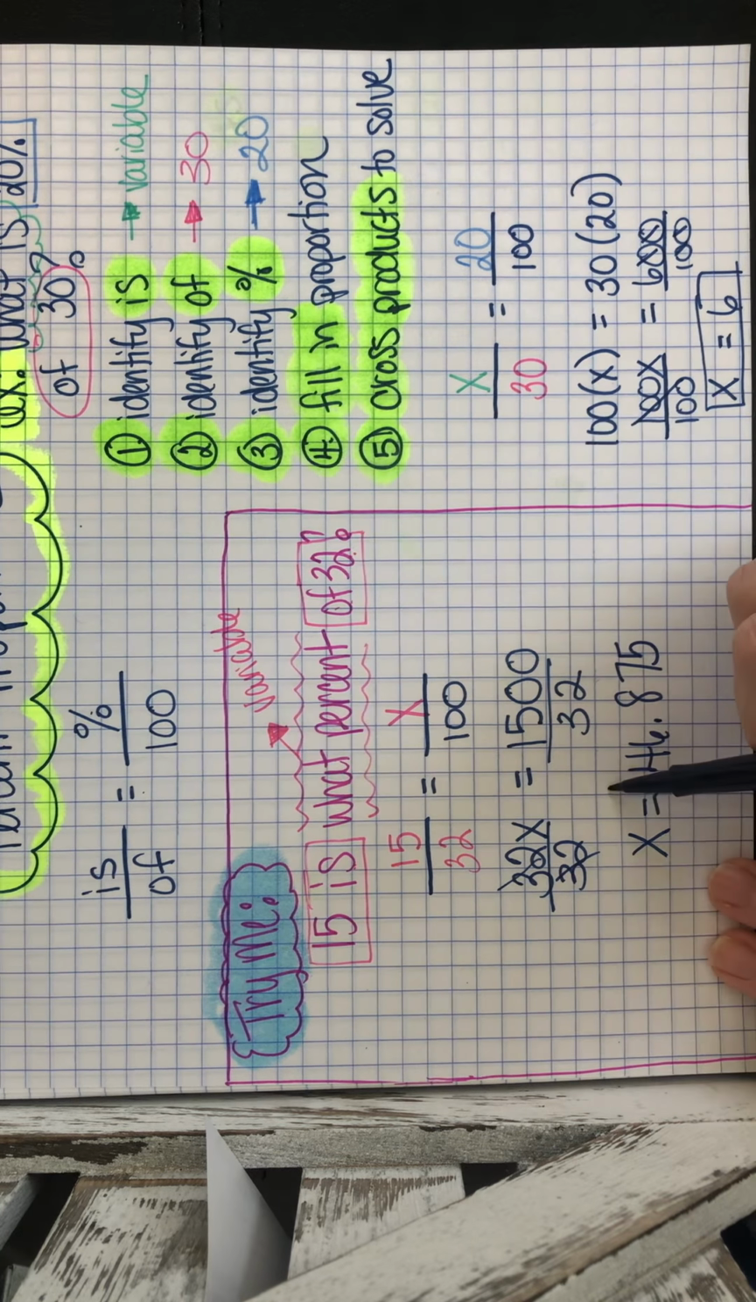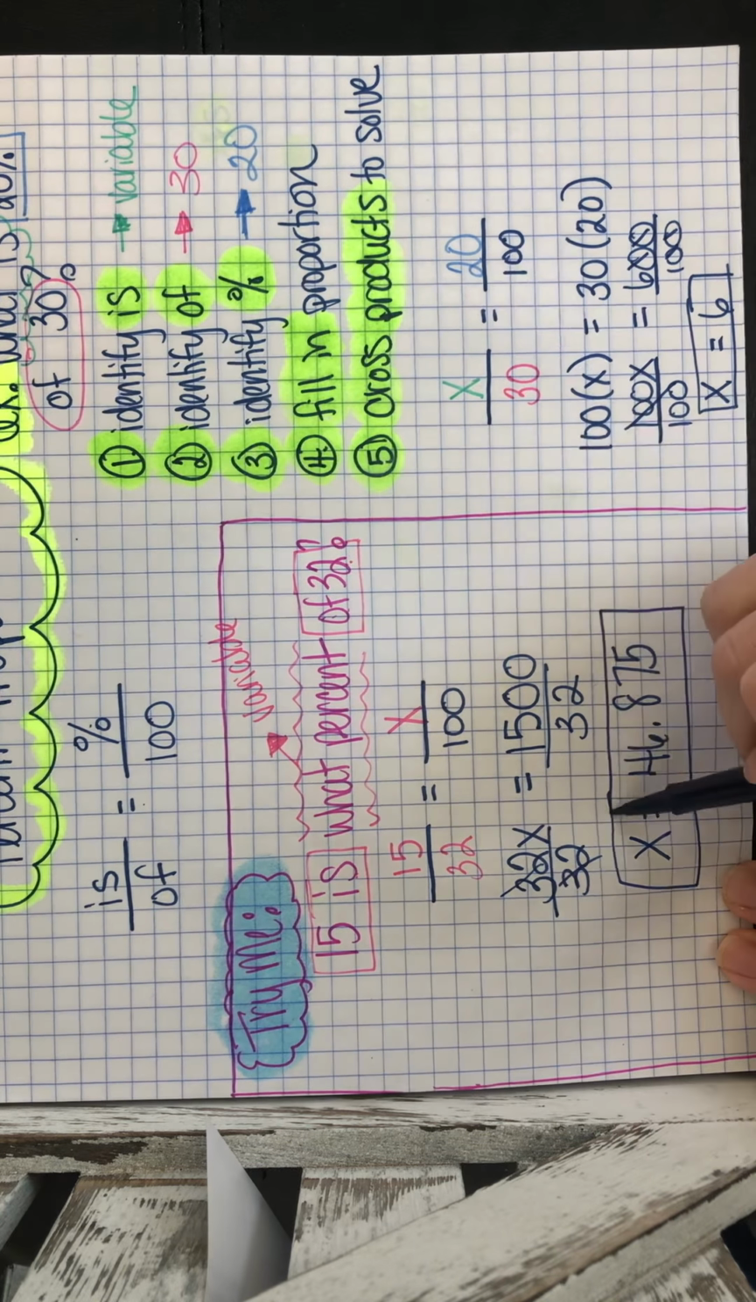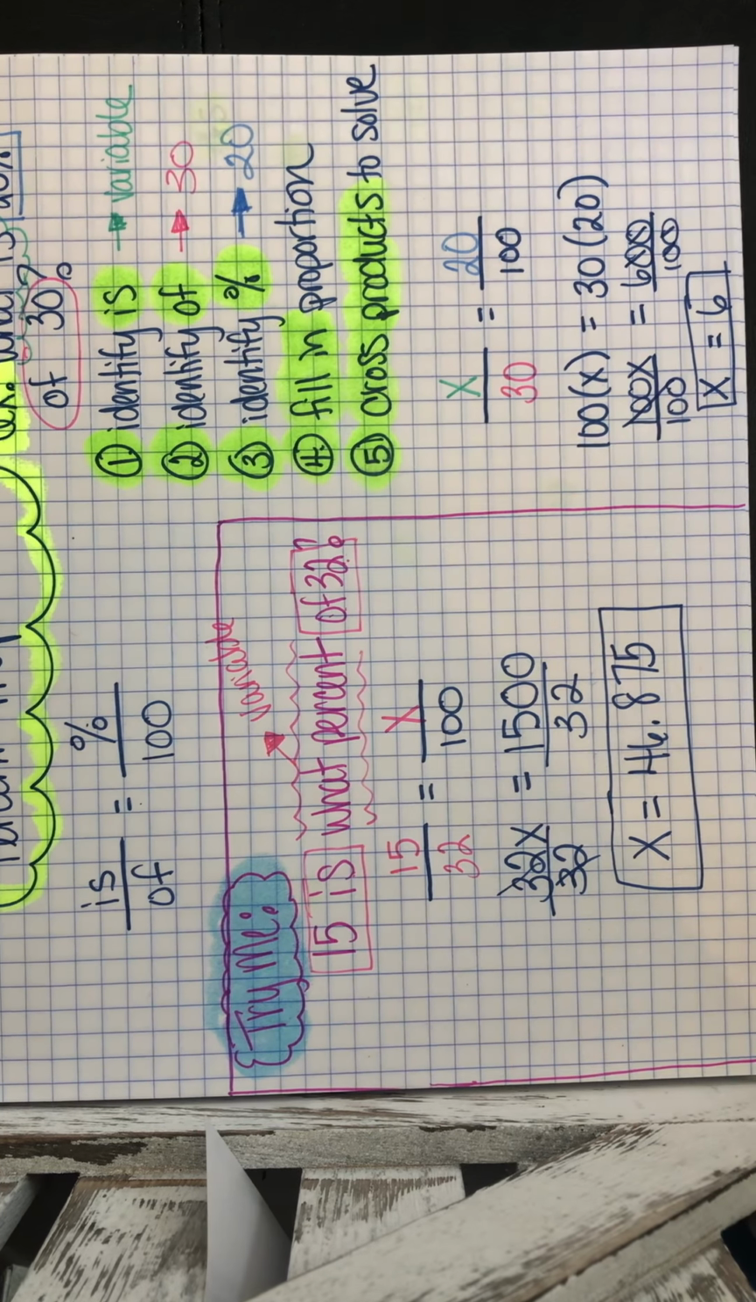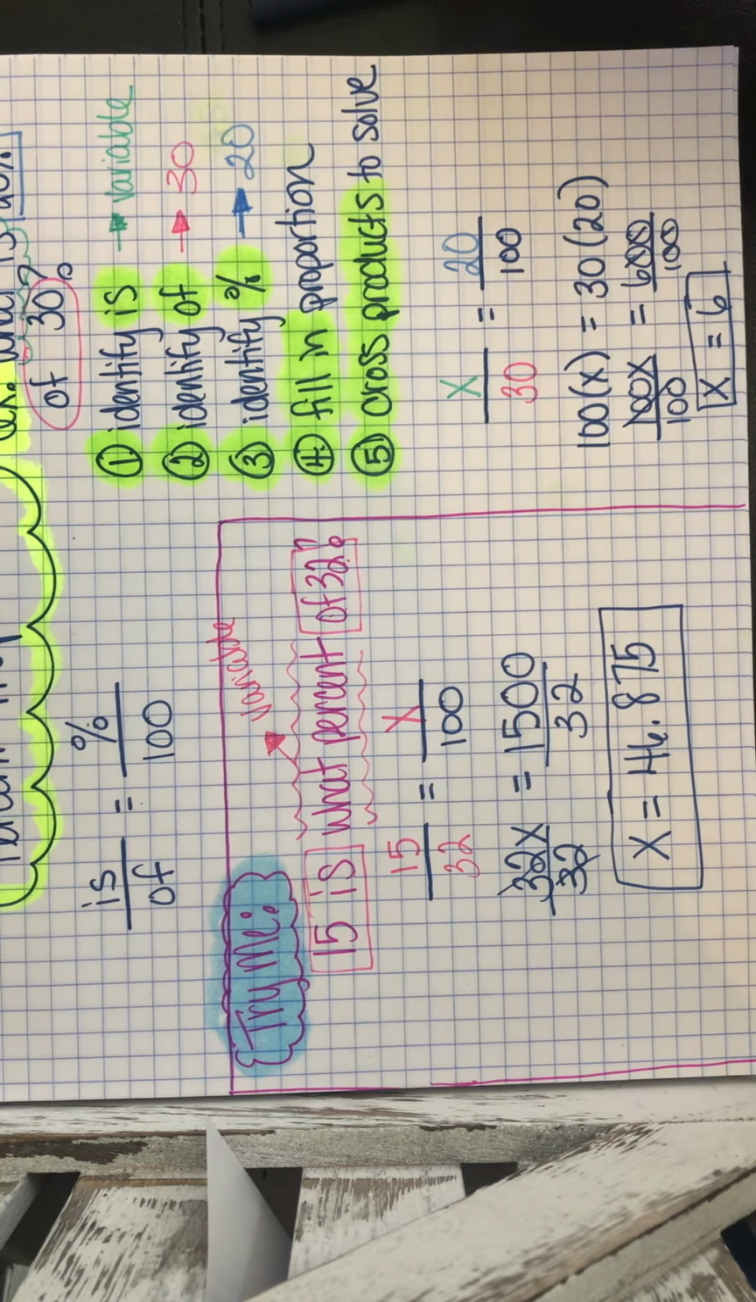46.875. Sometimes you'll see it as a decimal, sometimes they'll ask you to round it, sometimes they'll ask for a fraction. For right now, we're going to leave it just like that. And that's all for today.